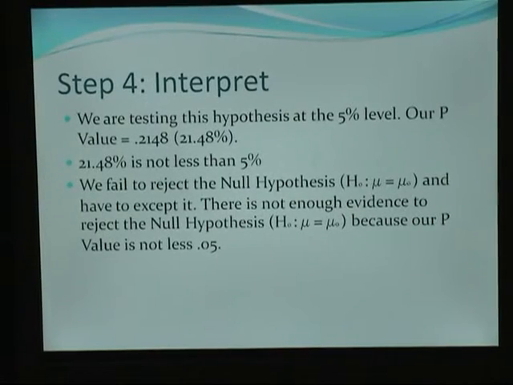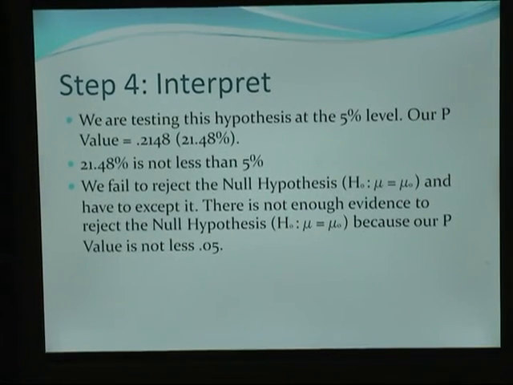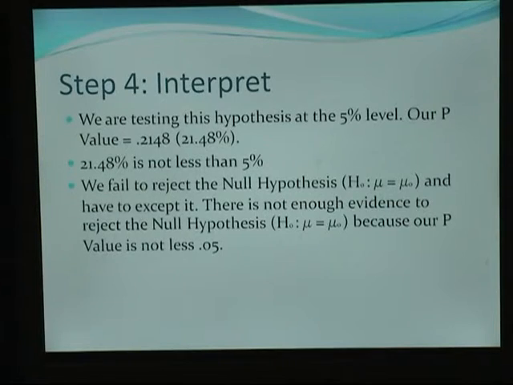For interpreting our results, we are testing this hypothesis at the 5% significance level. Our p-value is equal to 0.2148 or 21.48%. 21.48% is not less than 5%. We failed to reject the null hypothesis. There is not enough evidence to reject the null hypothesis because our p-value is not less than 0.05.